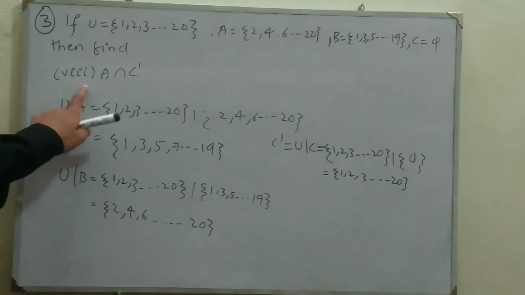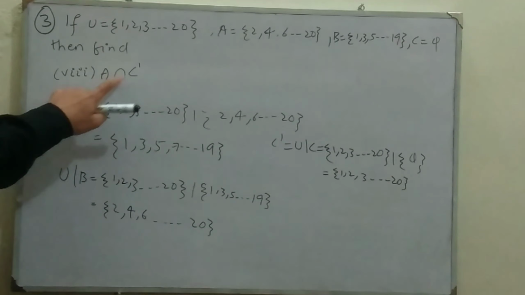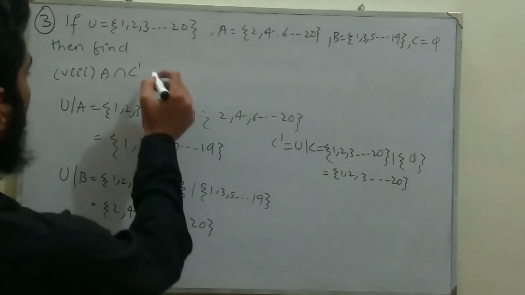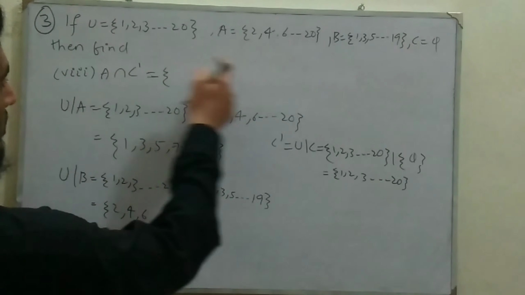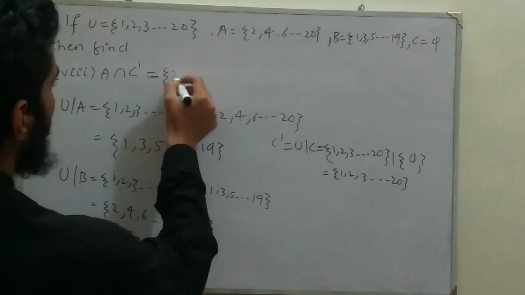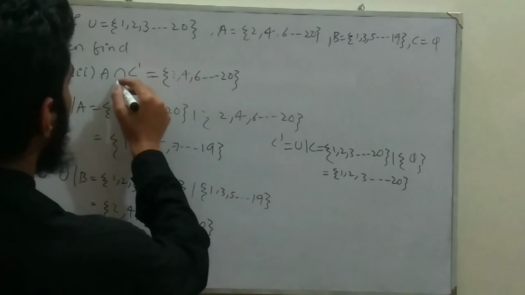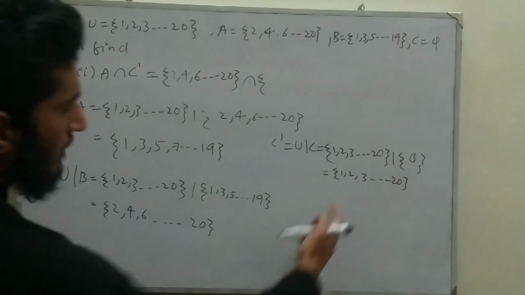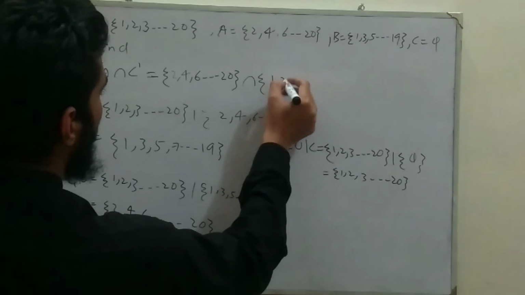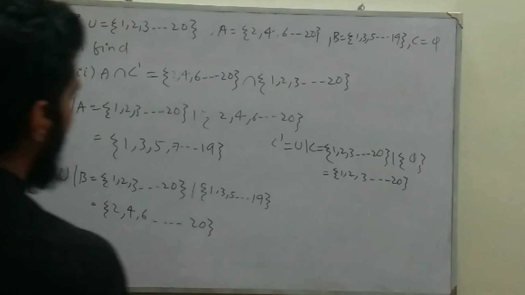Move to the 8th part of question number 3. It tells that find A intersection C complement. So putting the values, find the intersection between these two sets. A is 2, 4, 6 goes to 20. Here is an intersection sign in between, and here is C complement. C complement is 1, 2, 3 to 20. So find the intersection of these two sets. This will be our required result.